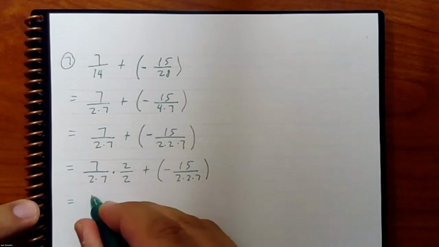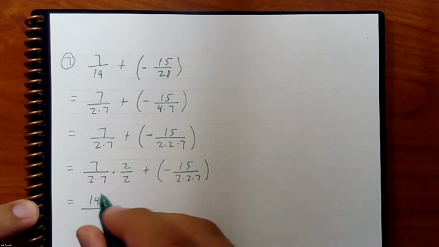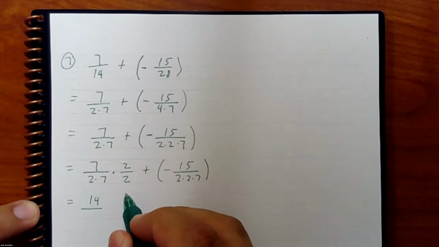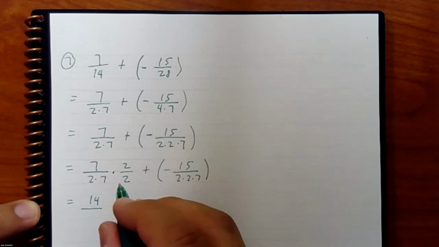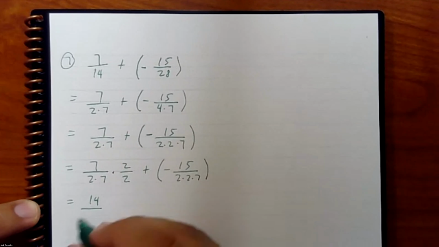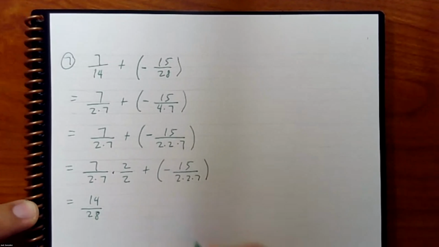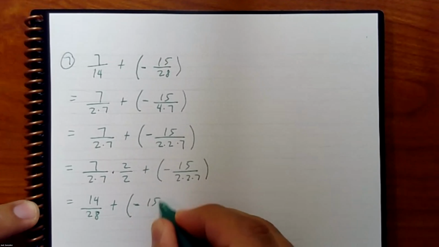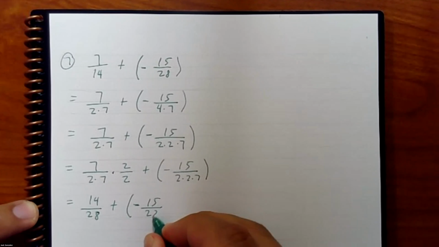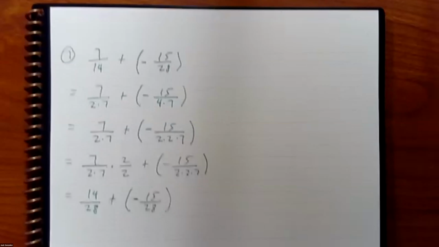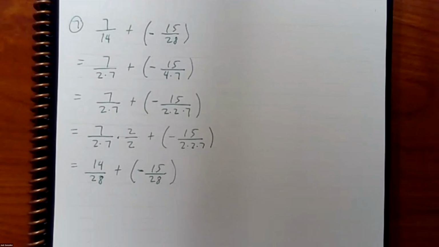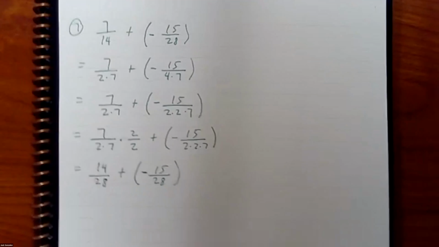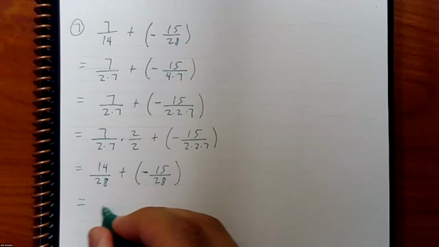So that will become 14 over, what's 2 times 7 times 2? 14 times 2. Oh, wait, no. 2 times 7 is 14. You just didn't finish, right? That's all. Okay. So now we have 14. So now we just mess with the top. 14 plus a negative 15. And we keep the sign of the bigger one.